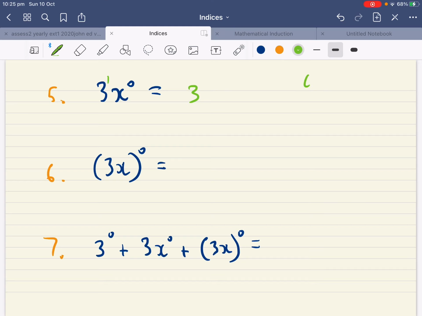Right, the x to the 0 would become a 1. So here you actually have 3 lots of 1, or in other words, just the number 3.